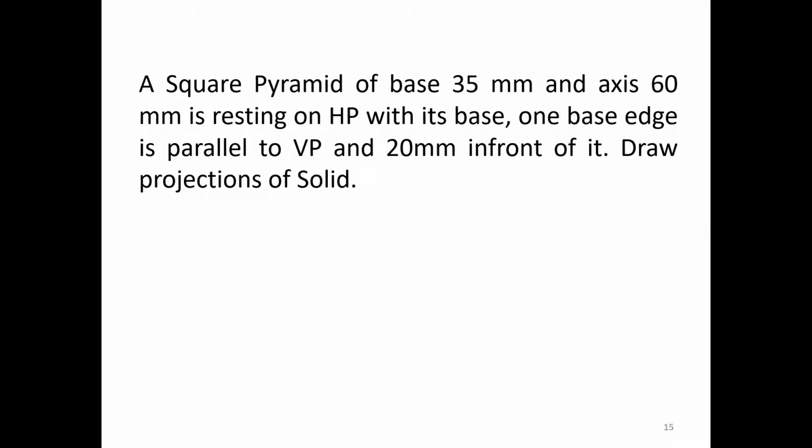the another condition is one base edge is parallel and 20 mm in front of it. In which view we can see the 20 mm in front distance from VP? Top view. Okay. So the first you can create the 20 mm in front reference line other than XY line. XY is our major reference line, but here the condition is given that one base edge is parallel and which is 20 mm in front of it. It means VP. So that will be the condition here.